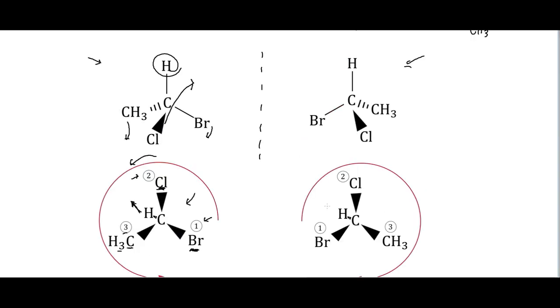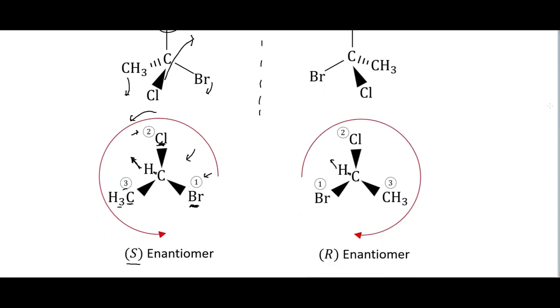And we do the same thing on this one. We rotate it so that the hydrogen is in the back, pointing backwards like that. Now our priorities are going in the opposite direction. If we go from 1 to 2 to 3, we are rotating clockwise. And so we get the R enantiomer.